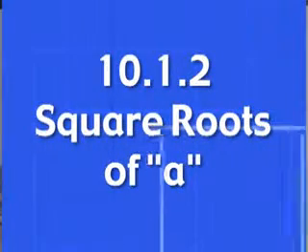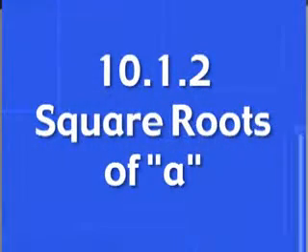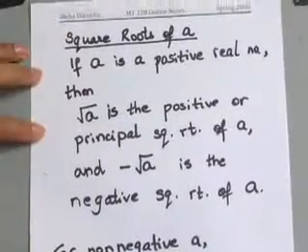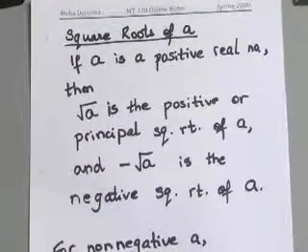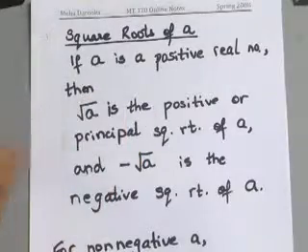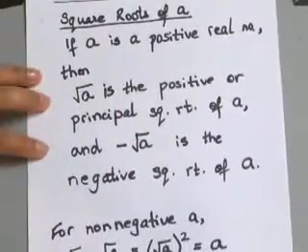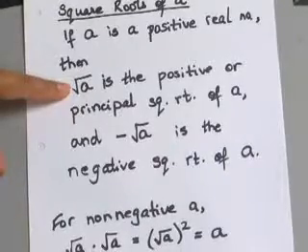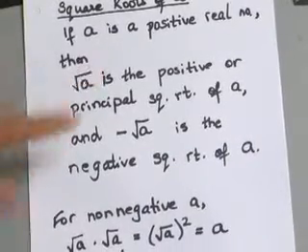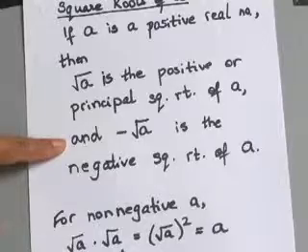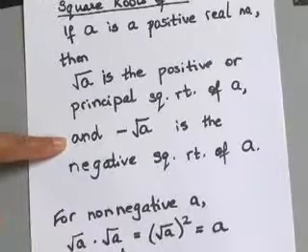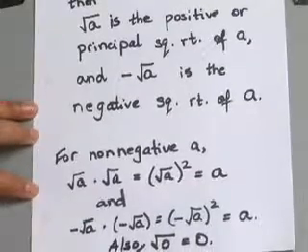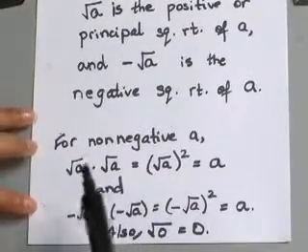Now let's go ahead and take a look at this definition here. Now, square roots of a, if a is a positive real number, then the square root of a is your positive or principal square root of a, of course, and the negative square root of a will be the negative square root of a. Now here's another property that will help you later on in this section.